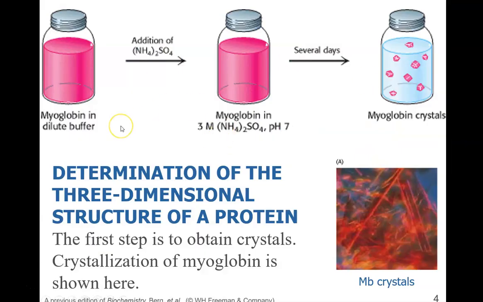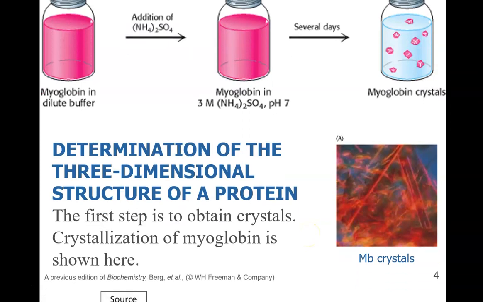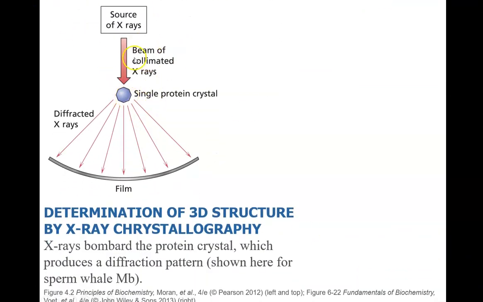So how do we determine the tertiary structure of a protein? Well, this is how you would do it for myoglobin, say. If you had myoglobin in solution in dilute buffer, you could add ammonium sulfate. And in 3 molar ammonium sulfate, the myoglobin will precipitate and form some really nice crystals, as you can see down here in the lower right-hand corner. Once you have your crystals, you would aim a beam of X-rays at your protein crystal, and the positions of the atoms are about the same distance apart as the wavelength of an X-ray.